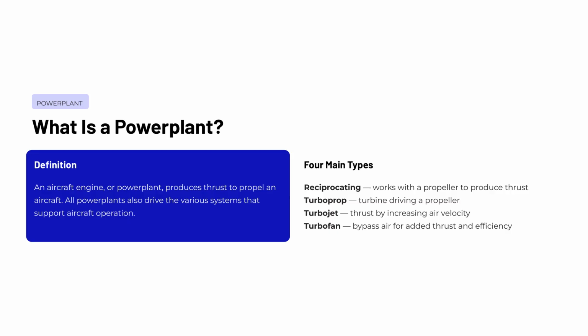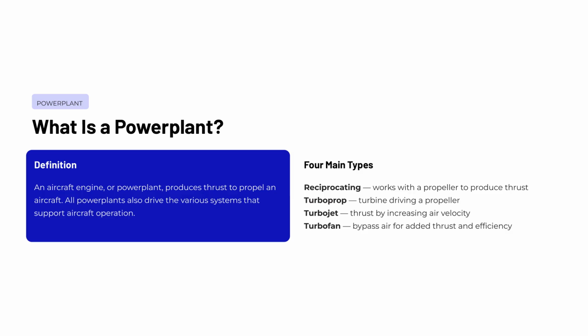First, the reciprocating engine works in combination with a propeller to generate thrust. This is the type most commonly found on smaller general aviation aircraft. Second, the turboprop also drives a propeller, but it uses a turbine engine to do so, making it well-suited for regional and utility aircraft.